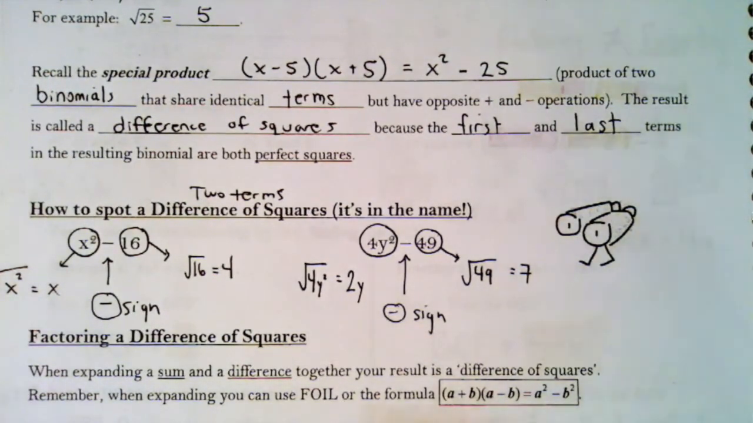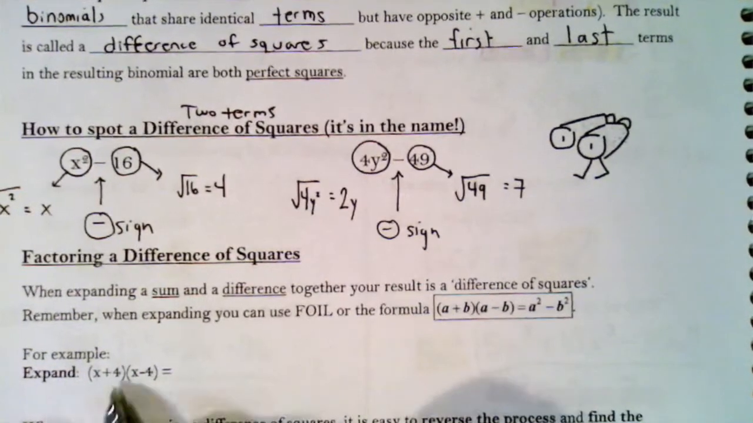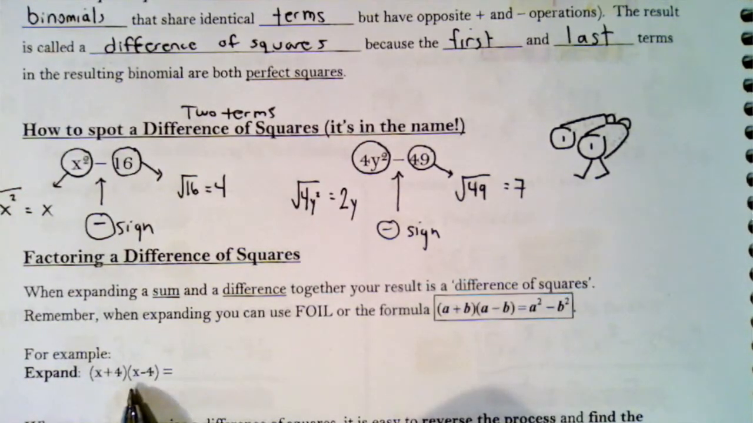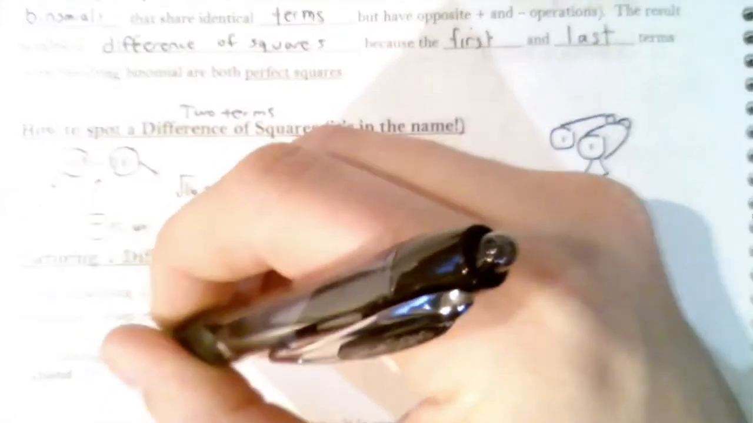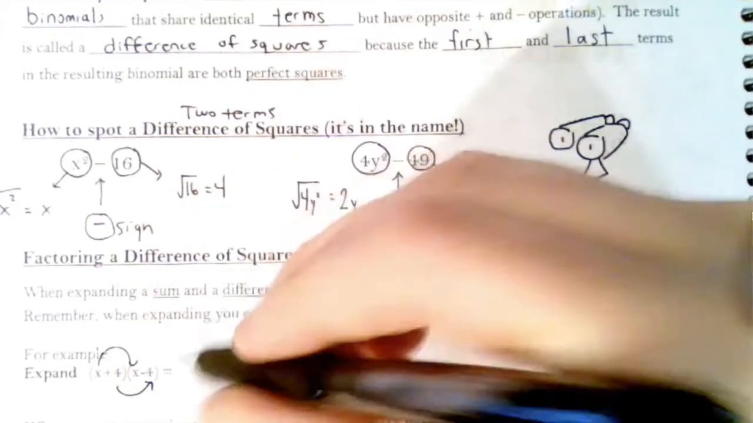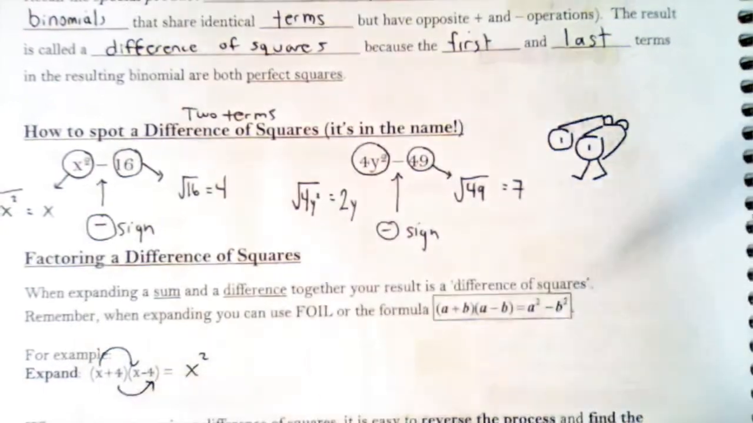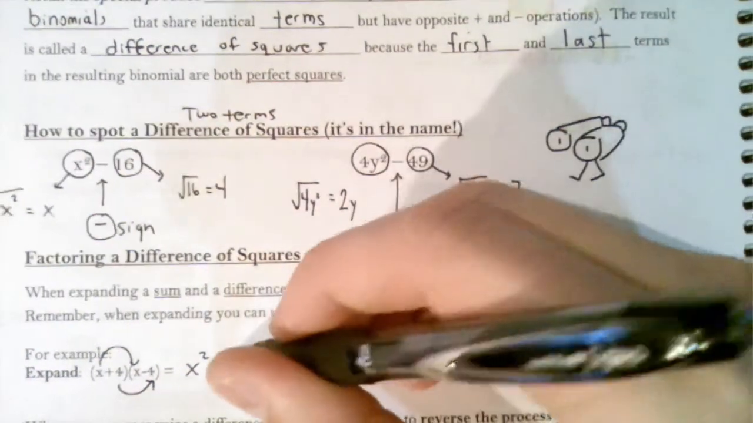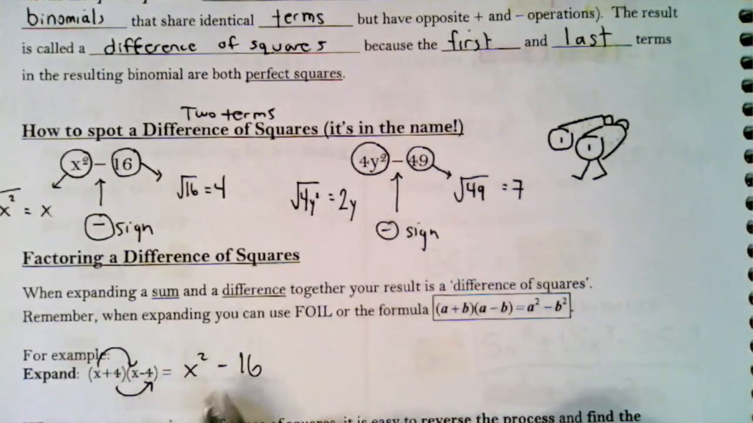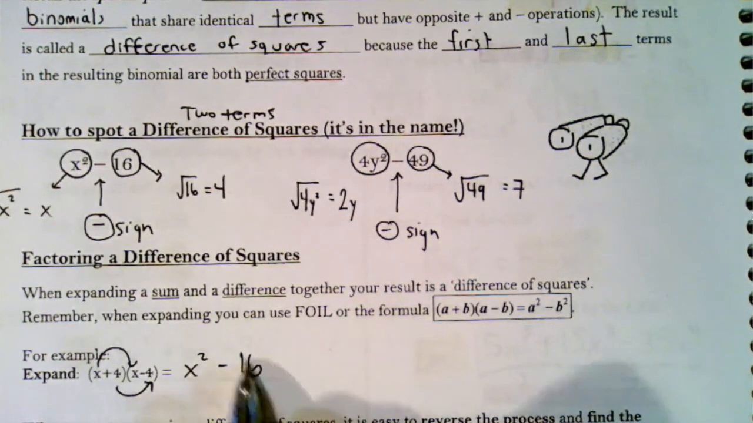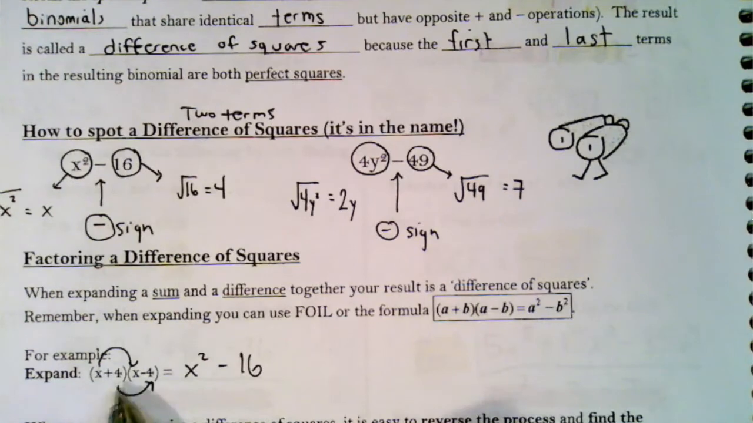So if you recall, when you expand almost twins, let's scroll down here. When you expand almost twins and you're doing the FOIL, you only have to do the x times x and the 4 times 4. X times x is x squared, and 4 times 4 is 16, and we have a minus sign in the middle. We have a difference of squares. Our goal now is to be able to go from the difference of squares backwards to the almost twins.